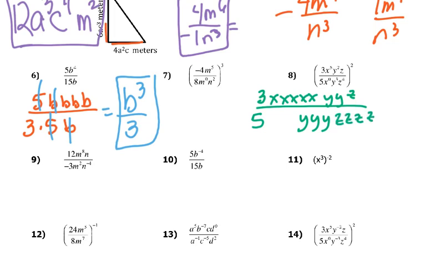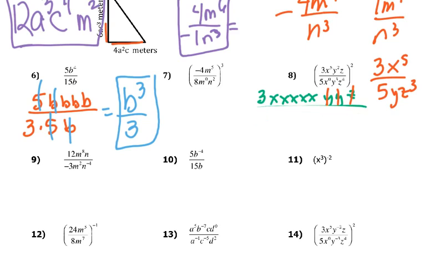Okay, so now I'm going to cancel what I can, and then I'm going to write it in a simplified version. So I'm going to have 3x to the 5th over 5yz to the 3rd. So that's what I have inside my parentheses now. And so let me just erase this to make room. And so now I'm going to take that to the 2nd power.